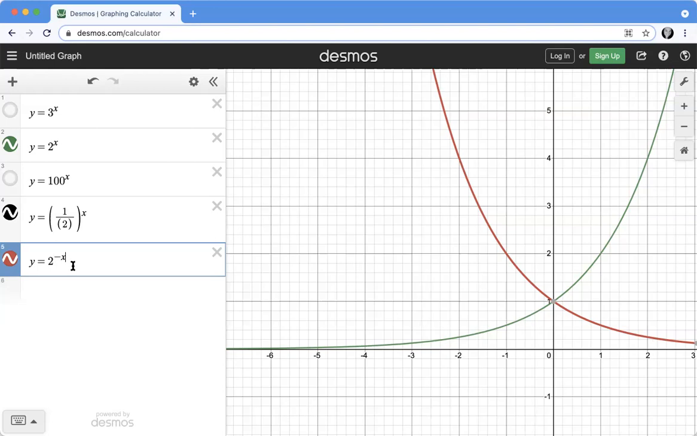So that was my very brief, hopefully helpful, sort of review refresher on what graphs of exponential functions look like. And we'll be using these a lot in chapter 5 and chapter 6.